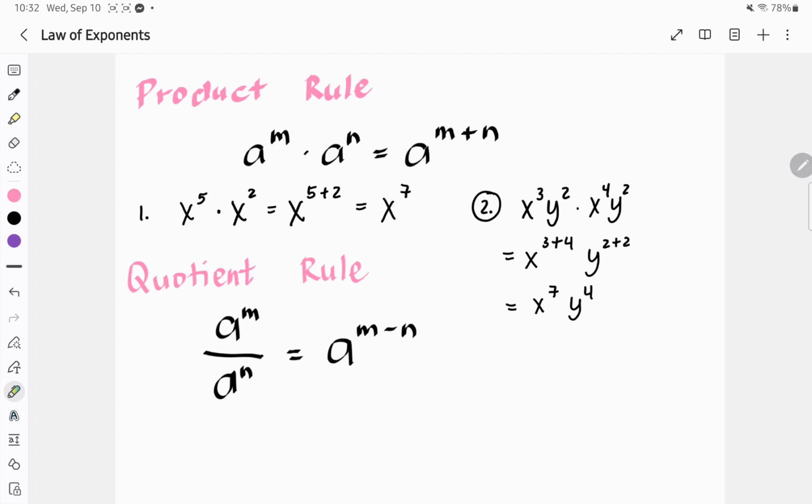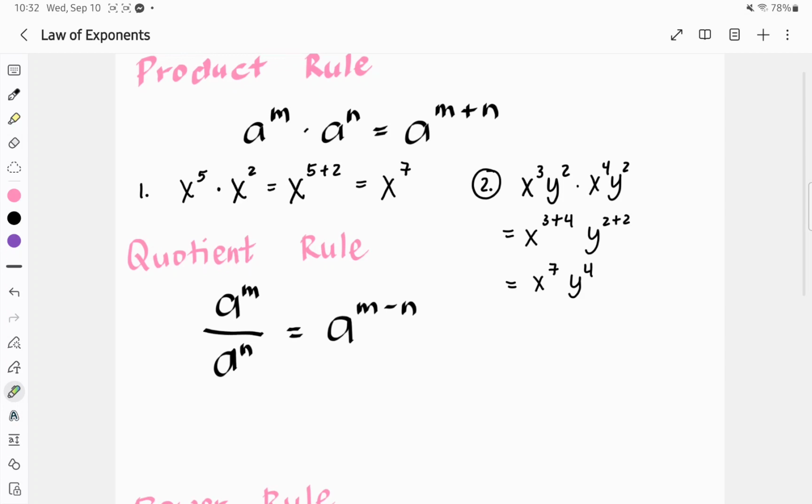Let's go to the quotient rule. The quotient rule is similar to the product rule. The difference is, instead of adding the exponents, we will subtract the exponents since the bases are being divided. Division is the rule here. So if you have a raised to m over a raised to n, since they have the same base and different exponents, this will be simplified as a raised to m minus n.